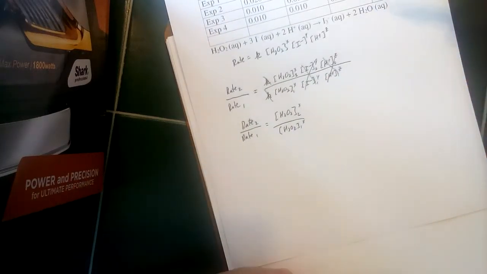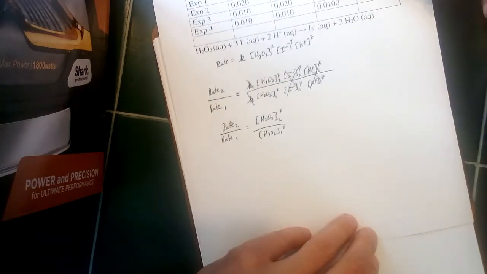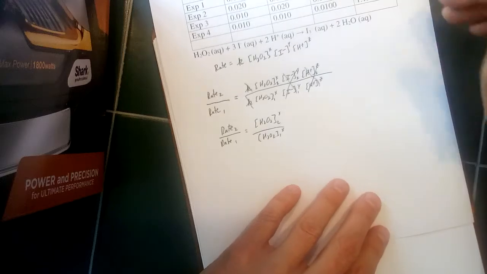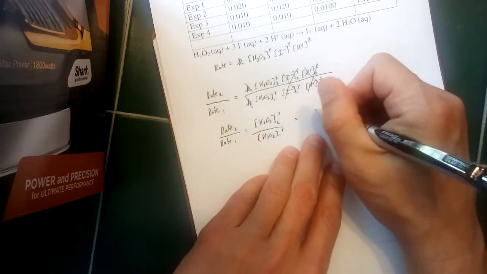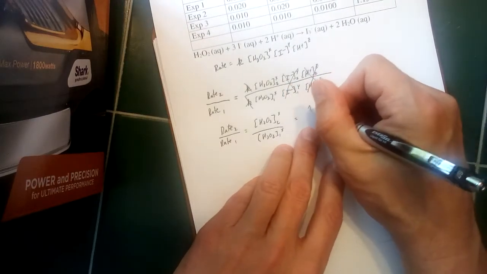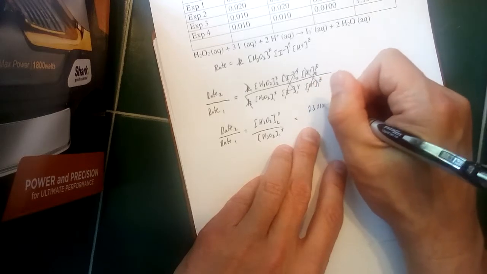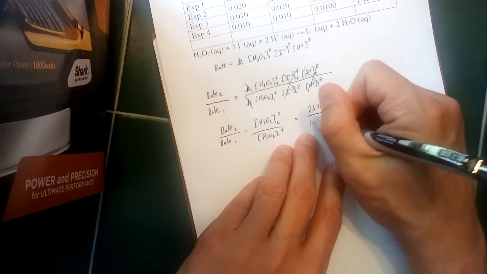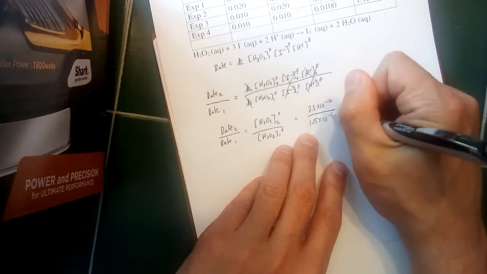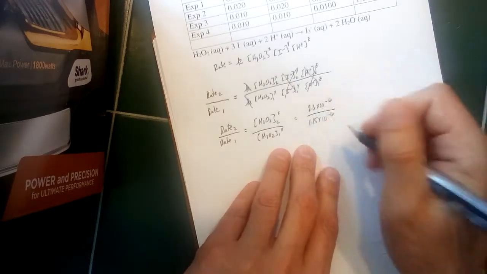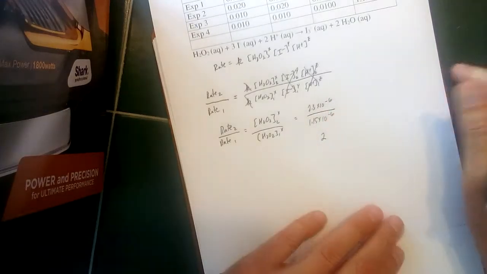Okay, now looking back at the data in the problem, the rate of 2 was 2.3 times 10 to the minus 6th. The rate of 1 was 1.15 times 10 to the minus 6th. So that's 2.3 times 10 to the minus 6th over 1.15 times 10 to the minus 6th. And you could probably see that's equal to 2.